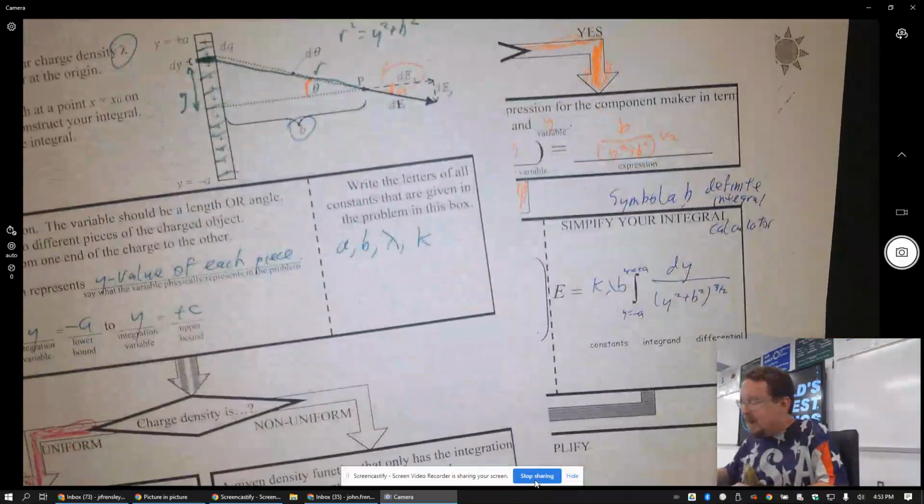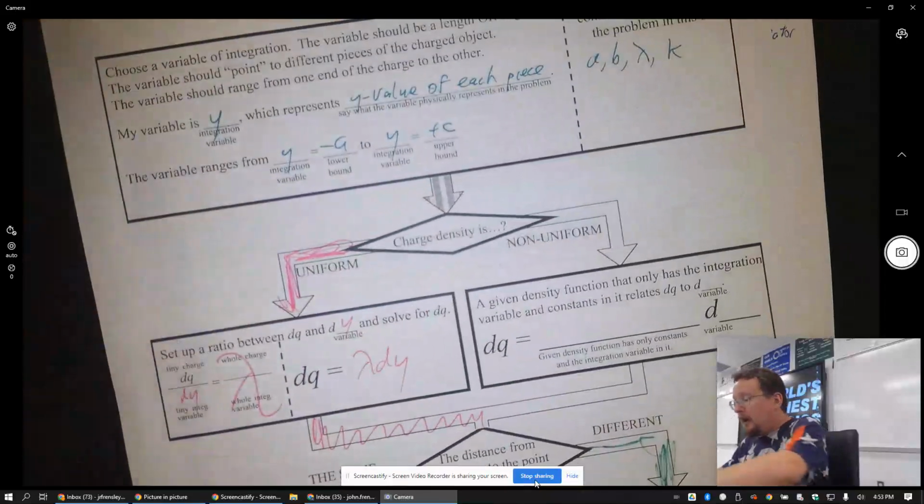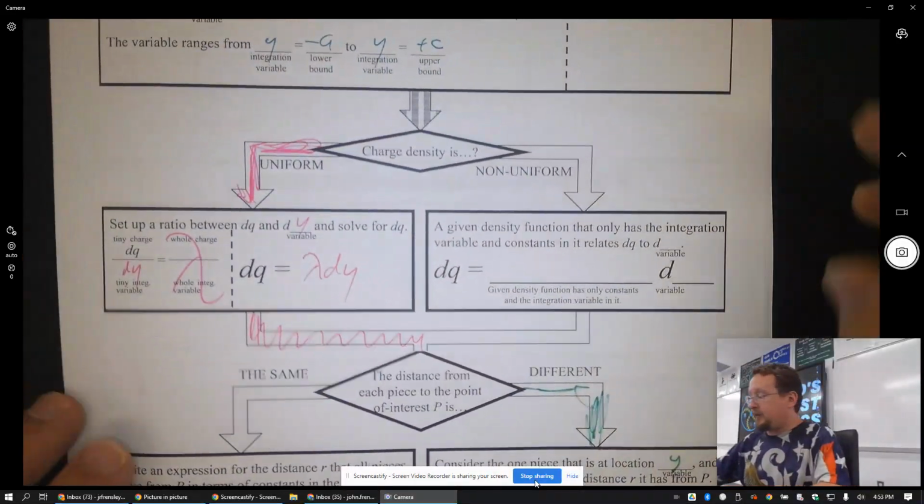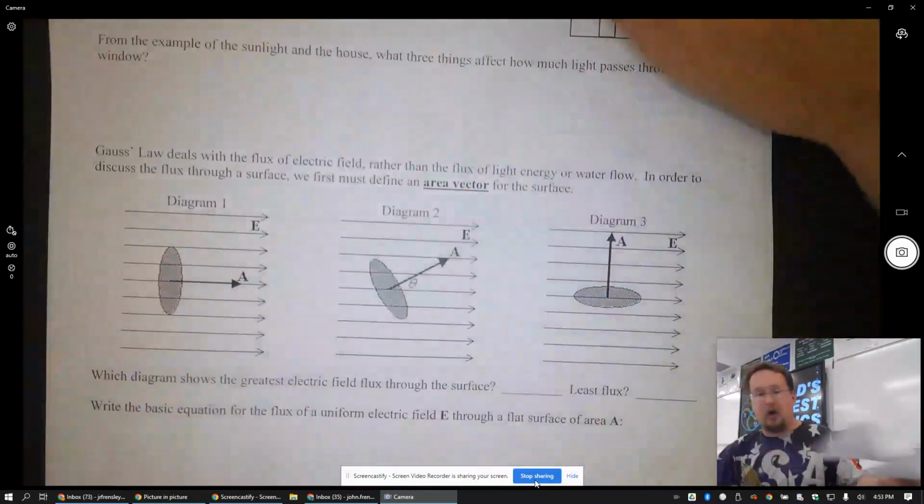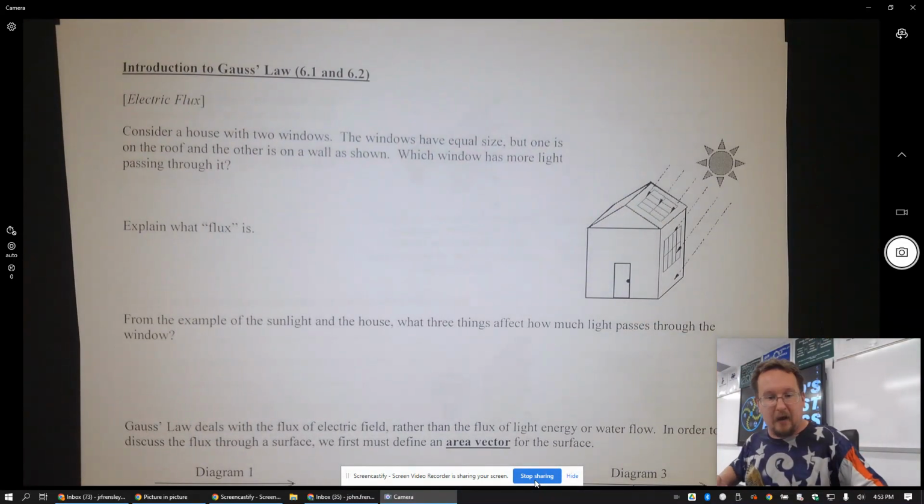Okay, so that's my nifty flow charts for continuous charges. I like them. You know, it's a scaffold, right? All right, next video, I'm going to talk about Gauss's law flow charts and a little bit of how I teach Gauss's law.